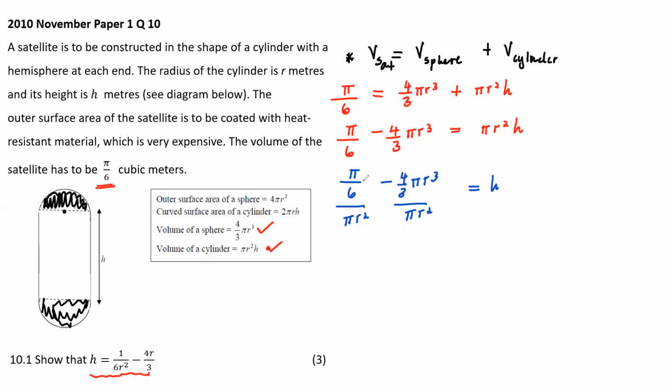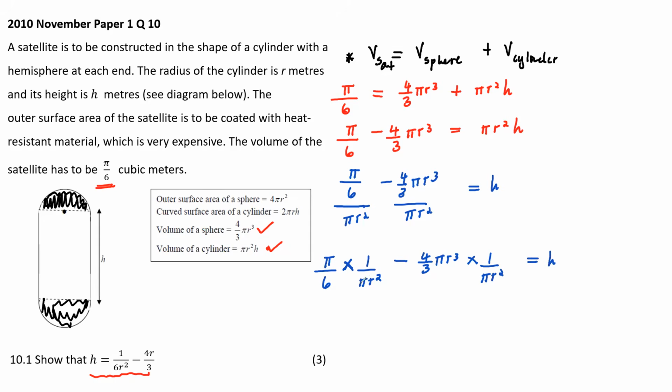Pi over 6 over pi r squared, minus 4 over 3 pi r cubed over pi r squared. Now, this is as good as saying pi over 6 times 1 over pi r squared. This pi r squared is like pi r squared over 1. Then the division sign becomes a multiplication, then you tip and times. Minus, at the top, 4 over 3 pi r cubed, again tip and times 1 over pi r squared. All this is equal to h.